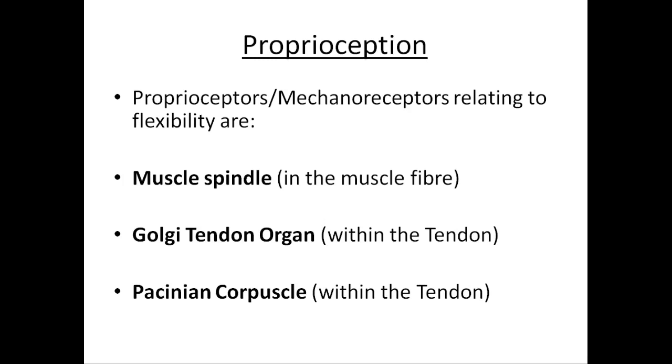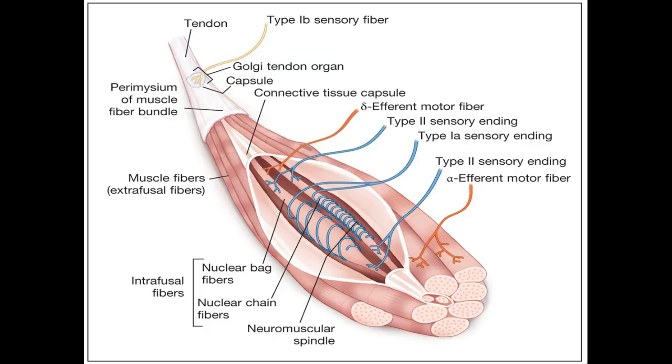Proprioception. So proprioceptors and mechanoreceptors relating to flexibility are the muscle spindle, which is in the muscle fibre, the Golgi tendon organ within the tendon, and Pacinian corpuscles also within the tendon. So here we've got the tendon, okay, that then becomes the muscle. This is the Golgi tendon organ, the GTO, which is located in here, and then you've also got the muscle spindle here, which is located in the muscle.